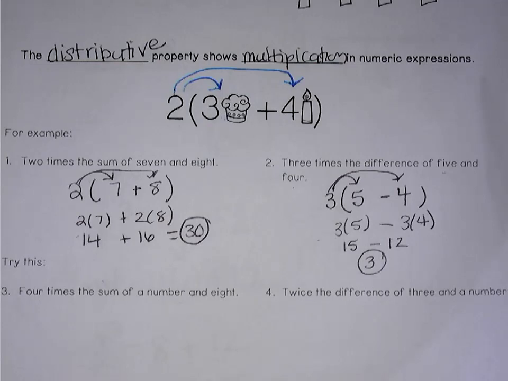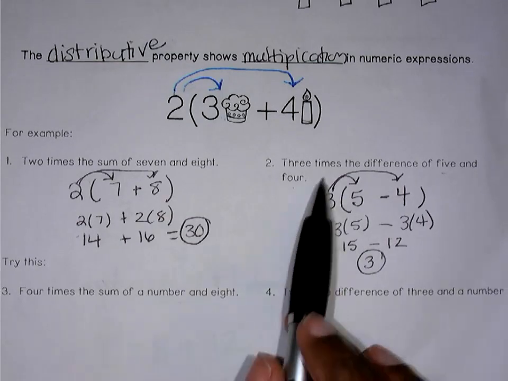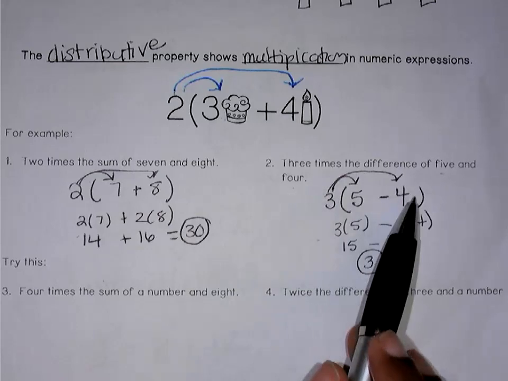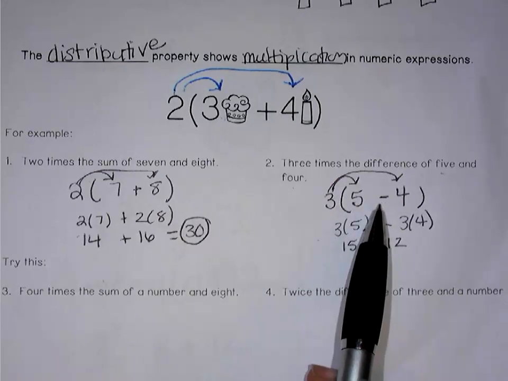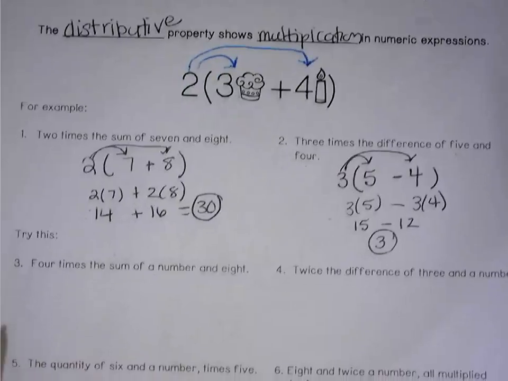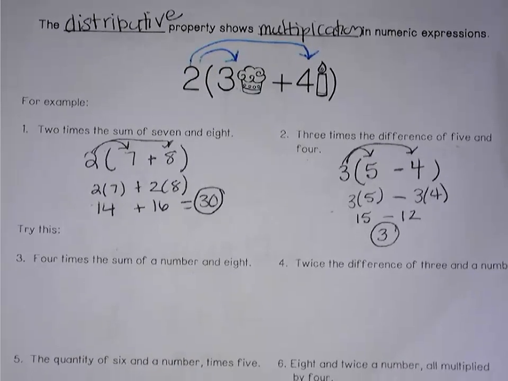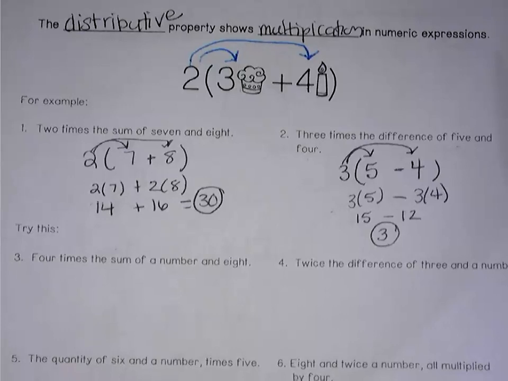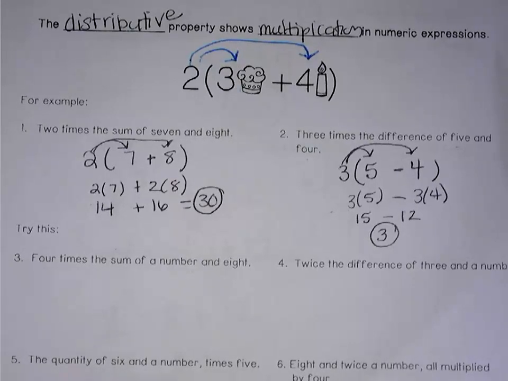All right, distributive property is just making sure whatever number is on the outside is getting multiplied by both numbers, and you will just have to check if it's subtracting or adding. Okay, so I want you to try 3 and 4. So pause the video and go ahead and try 3 and 4. We'll come back and work on it.